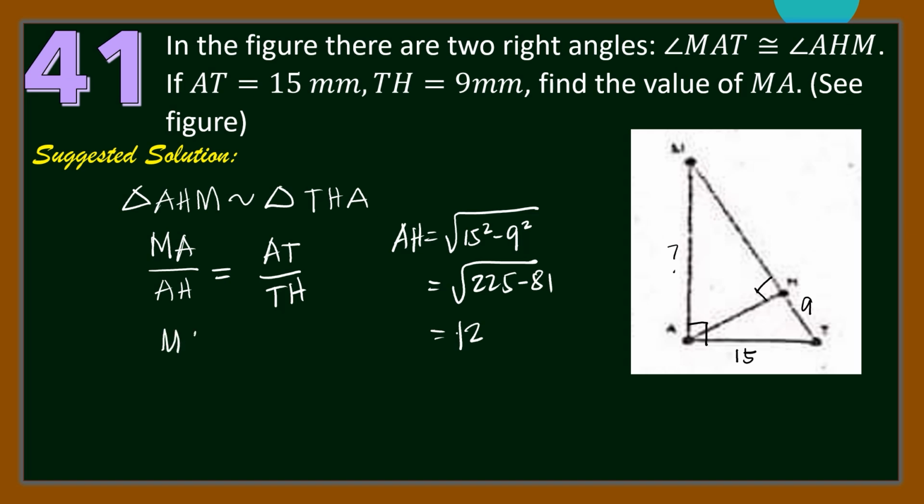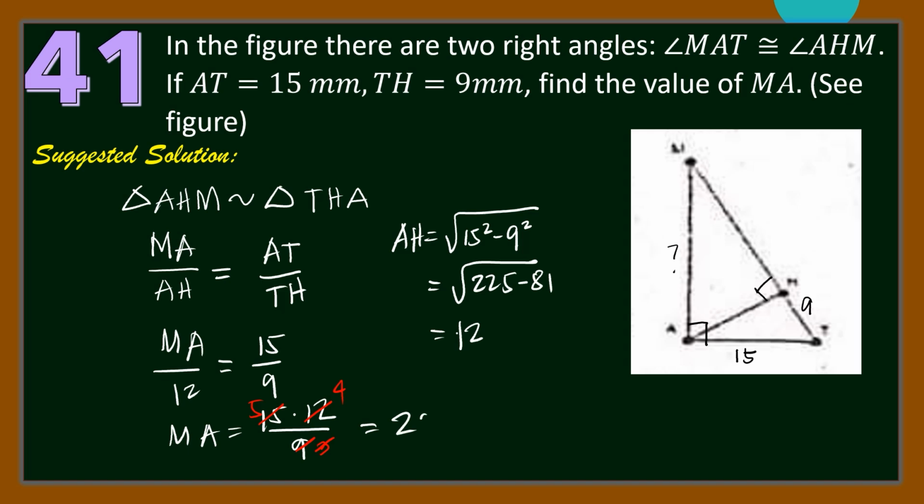Then we have MA over 12 is equal to 15 over 9. Then we can get MA is equal to 15 times 12 over 9. 12 over 9 is equal to 4/3, and 15 over 3 is equal to 5. Then MA is equal to 5 times 4, that is 20 millimeters.